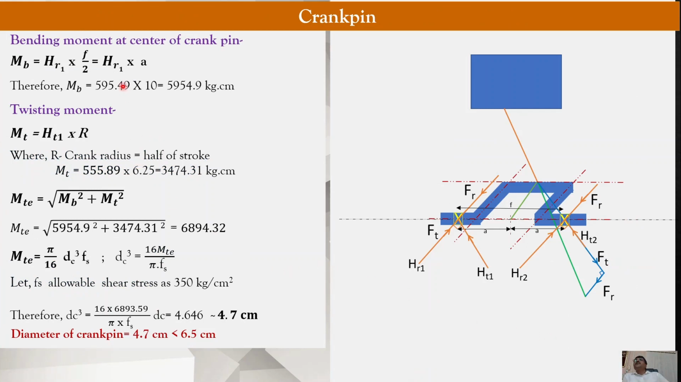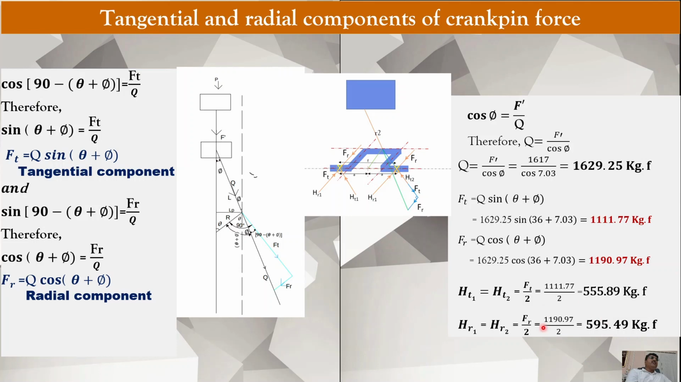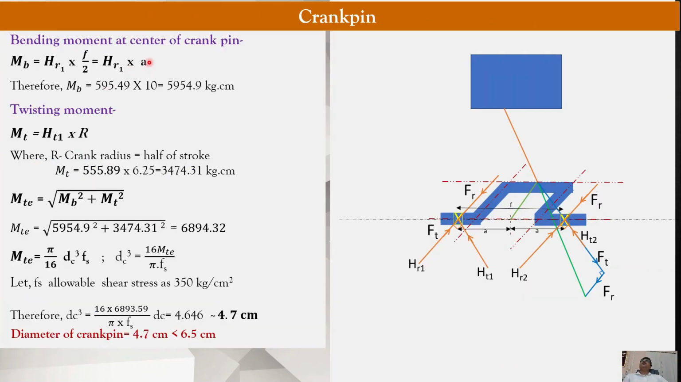So substituting these values here, this is 595.49 into the value of a, which is 10 centimeter. So it is 5954.9 kg centimeter, and the twisting moment is ht1 into r. You can take ht2, and for bending moment you can take hr2 also. The perpendicular distance will be the same. ht1 and ht2 both are the same. So this ht1 is 555.89 into r, which is 6.25 centimeter. So it is 3474.31 kg centimeter.